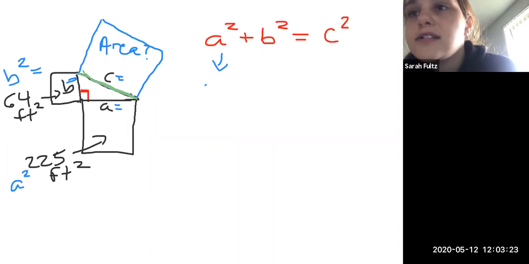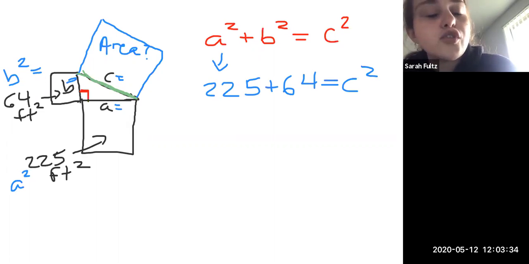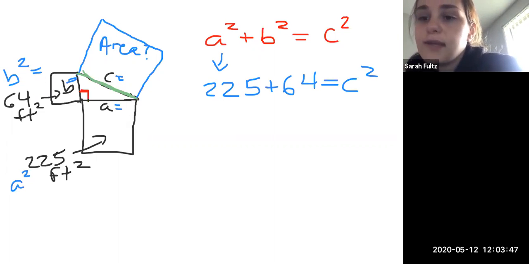So I'm going to start by plugging these into the formula. So A squared is 225, and B squared is 64, and we're going to solve for C squared. So actually, we're going to be solving the 4 parts of this problem a little bit out of order, but that's okay. I'll make sure to label them. And this just makes sense because we're already given A squared and B squared. So we're going to solve in the formula first.